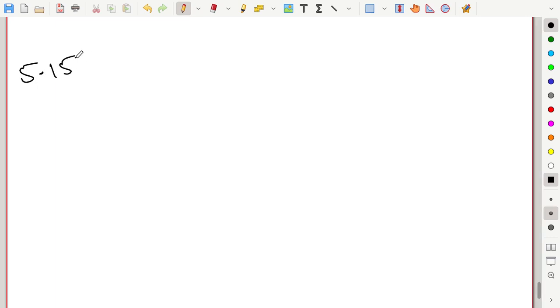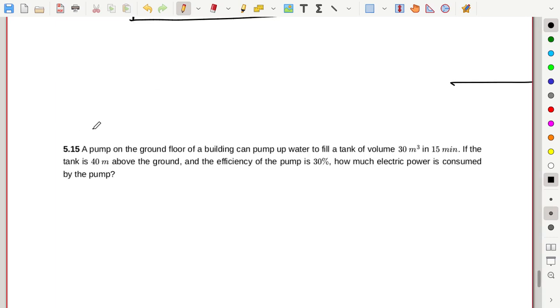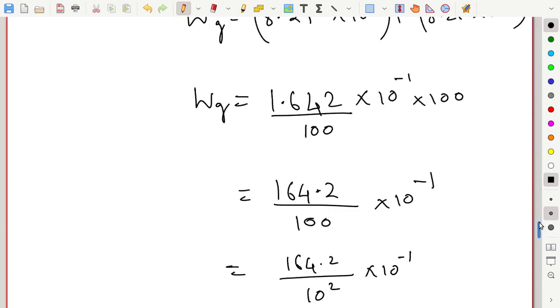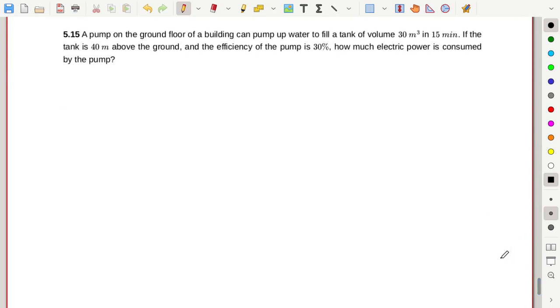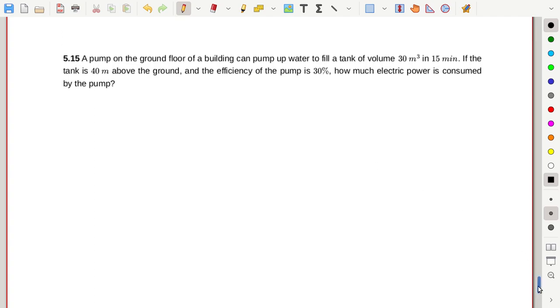I skipped exercise 5.14 because there is a reason. This problem and the problem I discussed earlier have some similarities in the calculation, so I grouped these problems together. That's the reason. I'll explain problem 5.14 afterwards. So let's start with this problem.